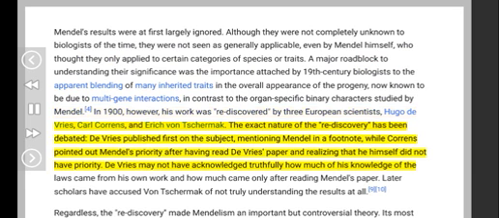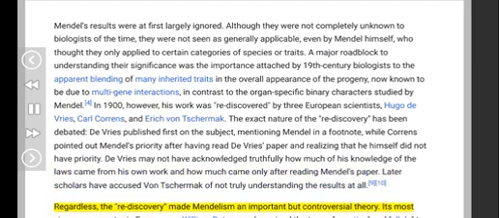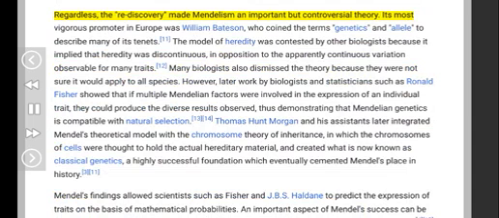The exact nature of the rediscovery has been debated. De Vries published first on the subject, mentioning Mendel in a footnote, while Correns pointed out Mendel's priority after having read de Vries' paper and realizing that he himself did not have priority. De Vries may not have acknowledged truthfully how much of his knowledge of the laws came from his own work and how much came only after reading Mendel's paper. Later scholars have accused von Tschermak of not truly understanding the results at all. Regardless, the rediscovery made Mendelism an important but controversial theory.